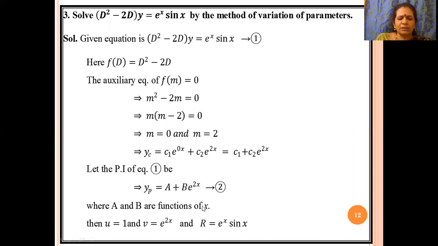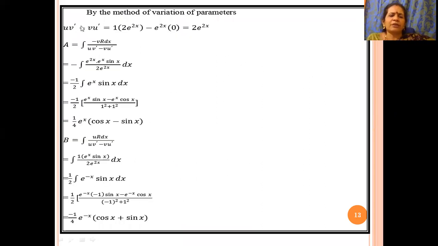So where a and b are functions of x. Here u is equal to 1, v is equal to e power 2x, then r is equal to e power x into sine x, right? Now coming to the next one, find out by the method of variation of parameters uv dash minus vu dash. So we'll get this value.